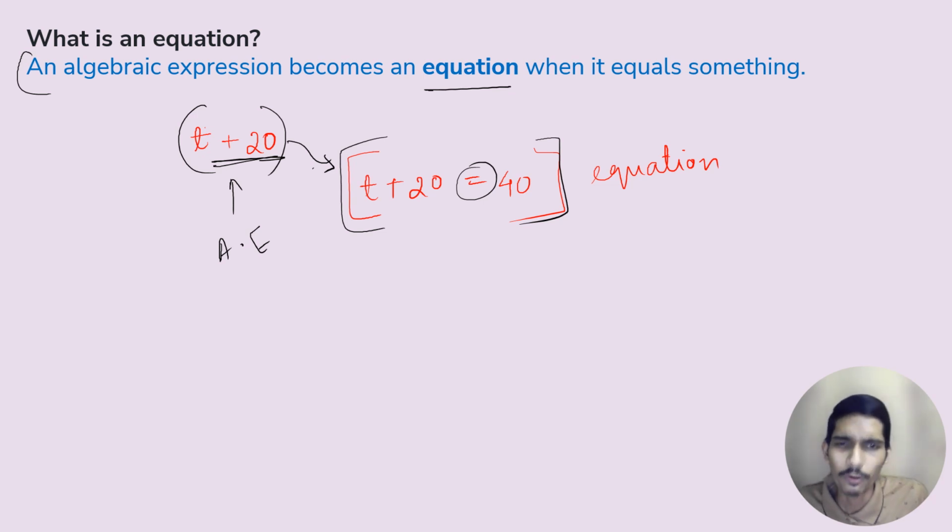Okay, suppose 40, 20, 30, any number, if we give some value to that expression, then it will become an equation. Always remember, an algebraic expression becomes an equation when it equals something. When we give an equal sign and give it some value, then it gets converted to an equation.